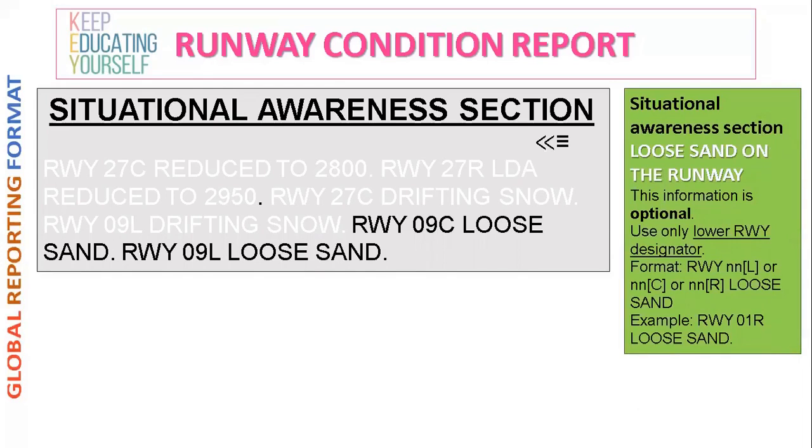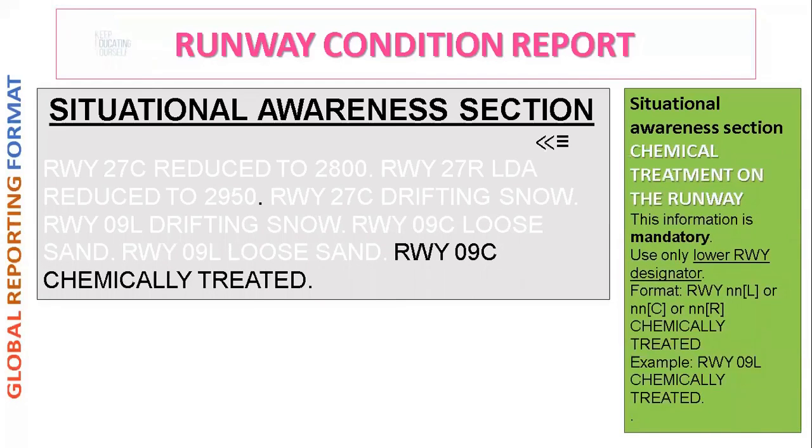Except for landing distance available, in the situational awareness section you have to use the lower designator only. So here it will be runway 09 Charlie space loose space sand full stop. Then runway space 09 Lima space loose space sand full stop. Then we will see chemical treatment on the runway. I have told you it is mandatory. It will always come with a lower runway designator, and the format will be: runway space 09 Charlie space chemically space treated full stop.